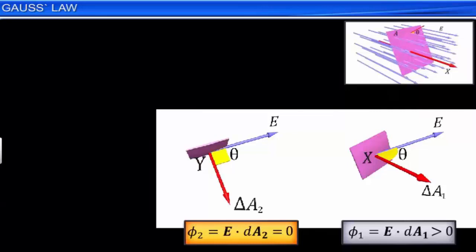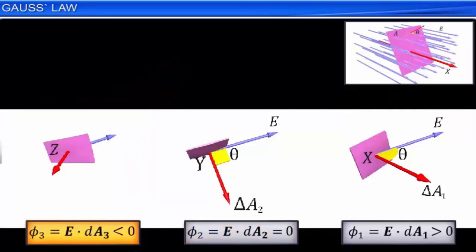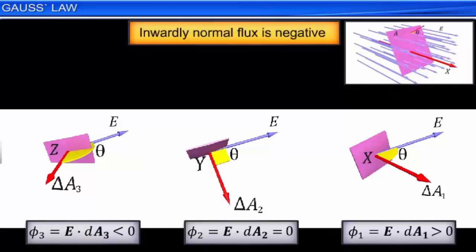Similarly, since theta is obtuse for element Z, the flux through the element is negative. For all such elements, the flux through the surface passes from the inside to outside. That is, they have an outwardly normal flux. From these observations, we can say that the inwardly normal flux is negative and the outwardly normal flux is positive.